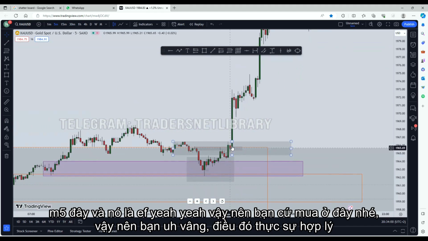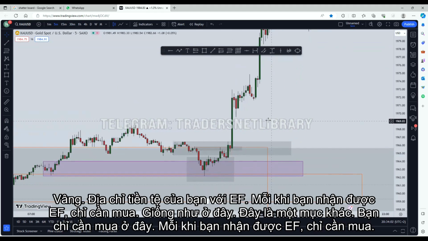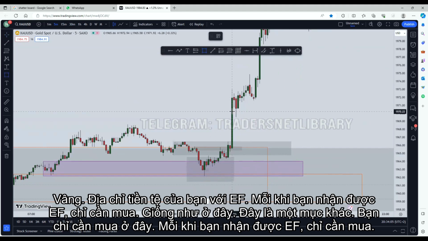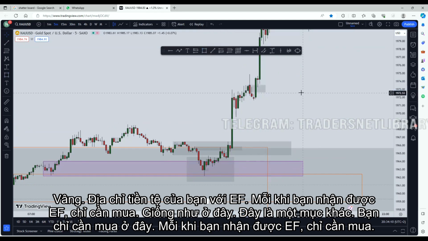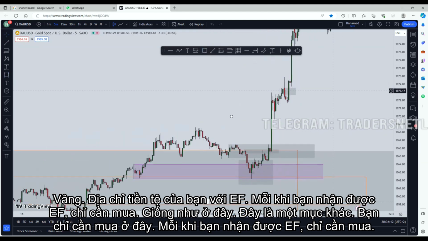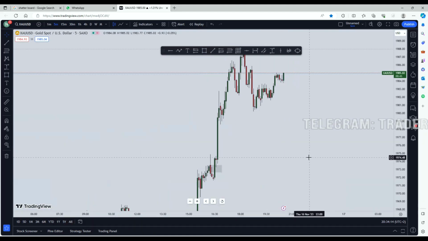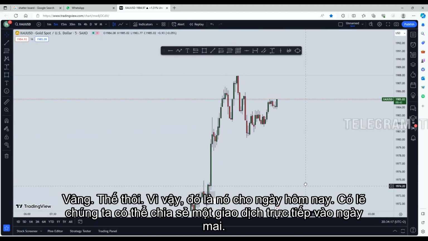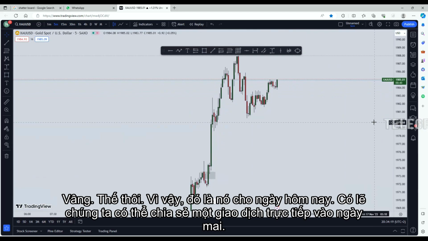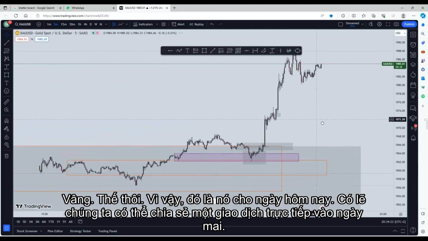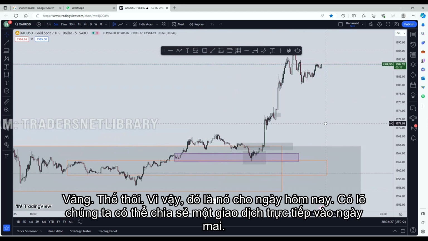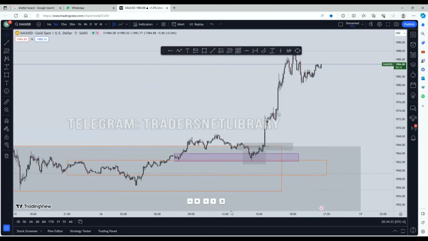Okay, that makes real sense. You monitor your trades with EF. Every time you get EF, just buy. Like here, this is another entry. You just buy here. Every time you get EF, just buy. That's it for today. Maybe we can share a live trade tomorrow.